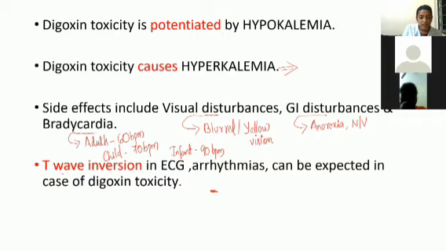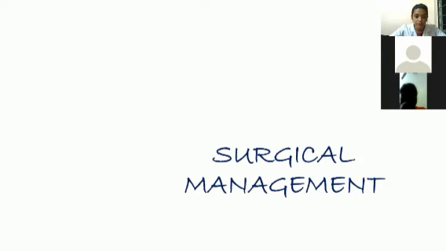And in toxicity, T-wave inversion will be there, and some arrhythmias also we can expect. The most common is premature ventricular complexes that we can see in digitalis toxicity. And atrial fibrillation also will happen in the final stage if the toxicity is increased. So these are about digoxin toxicity, how it will be potentiated, what it will cause once it has happened, what the major side effects are, and what the ECG changes are that we can observe in digoxin therapy.